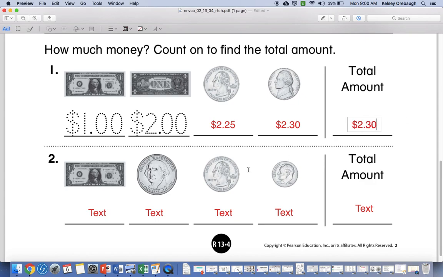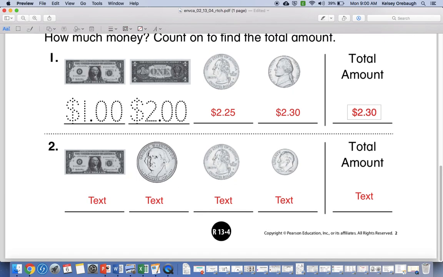Okay, let's try another one. Number 2, we start with our dollar bill. Let's practice this. Dollar symbol, $1, decimal point, 00 to show no cents.